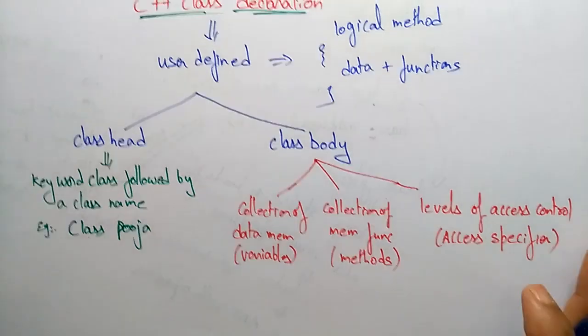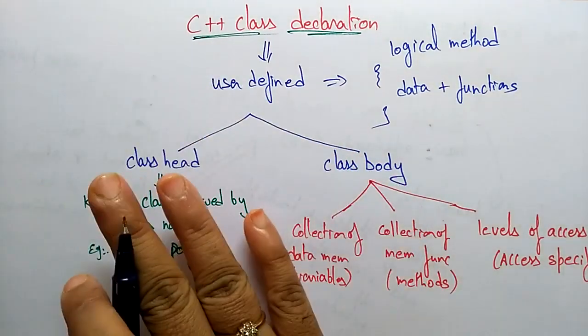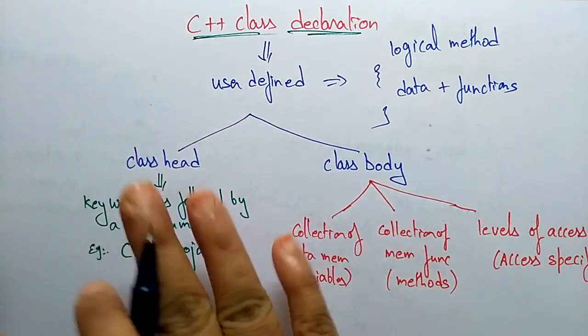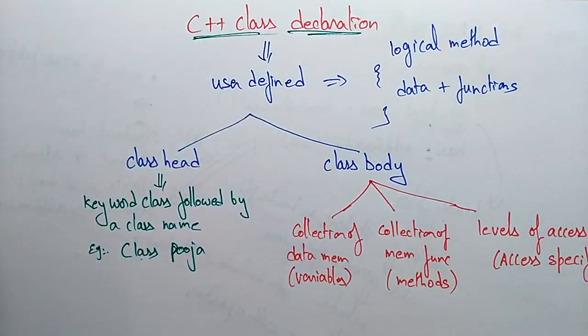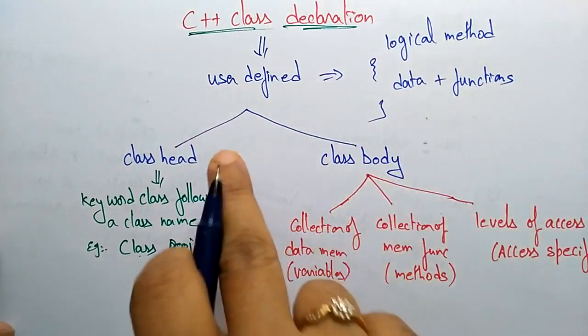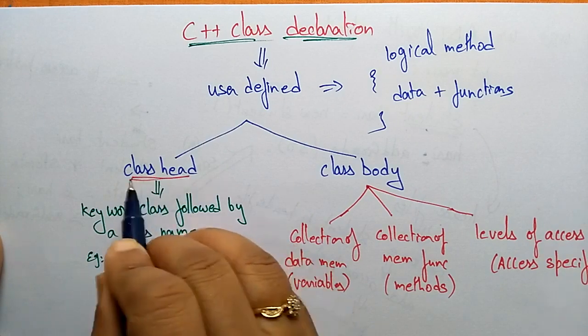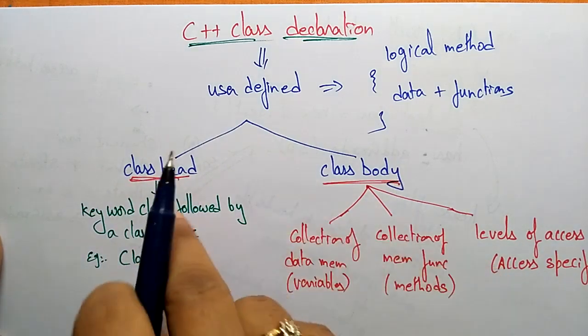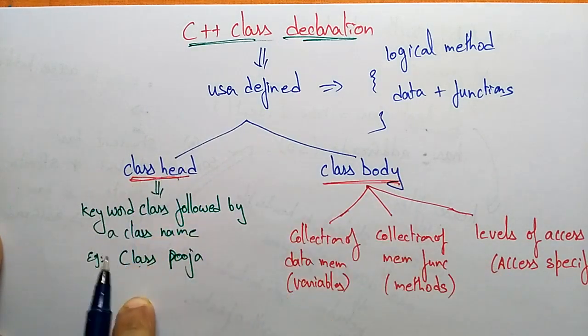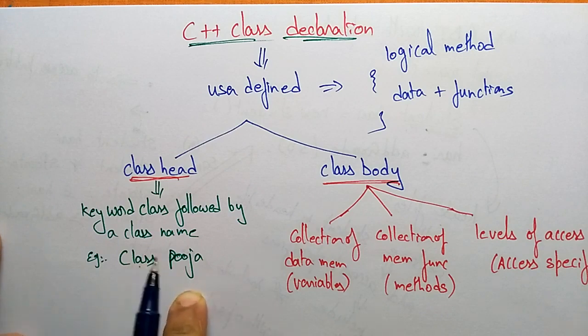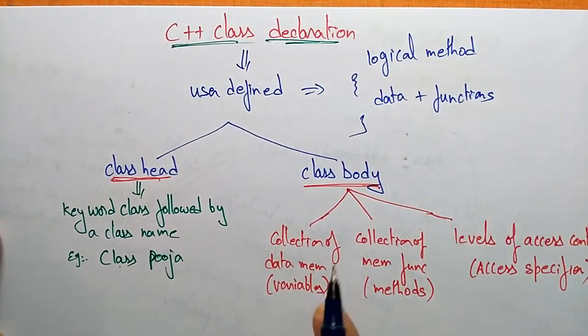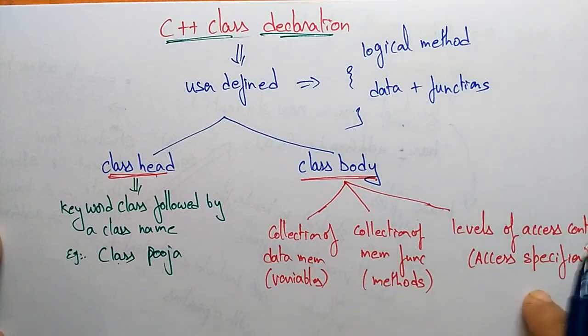Okay, so this is how a class is defined. It is a logical method to organize data and functions in the same structure. The class definition can be divided into two parts: one is the class head and another is the class body. The class head consists of the keyword class followed by a class name, and the class body has the variables, methods and the access specifiers. I think you will be clear now. So what does the class consist of? Let us see the syntax.